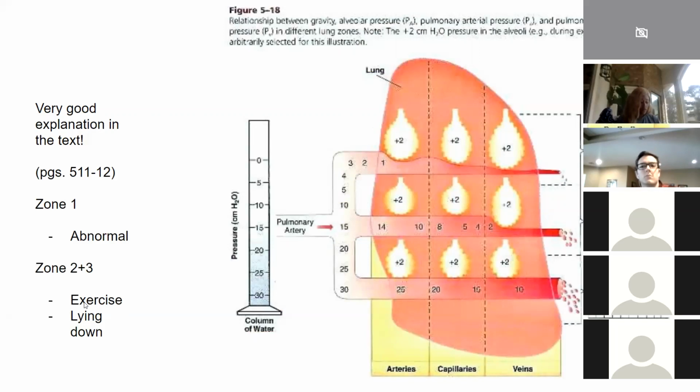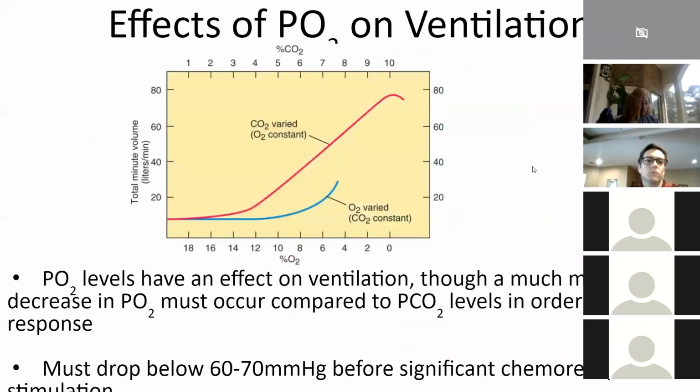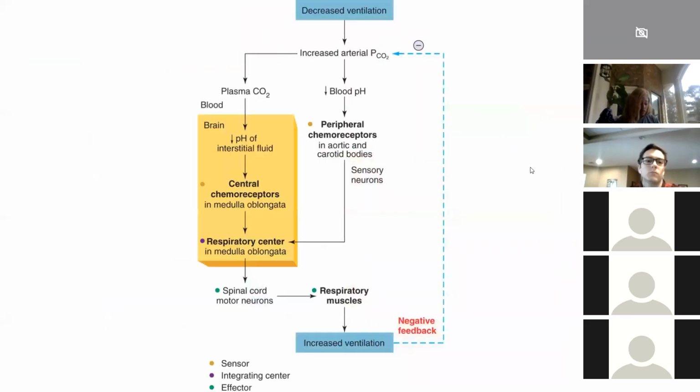The other thing that's important to think about is exercise. Exercise has this job of increasing the amount of cardiac output, so that you're increasing the number of zone 2s and 3s in the lung. Okay. All right.